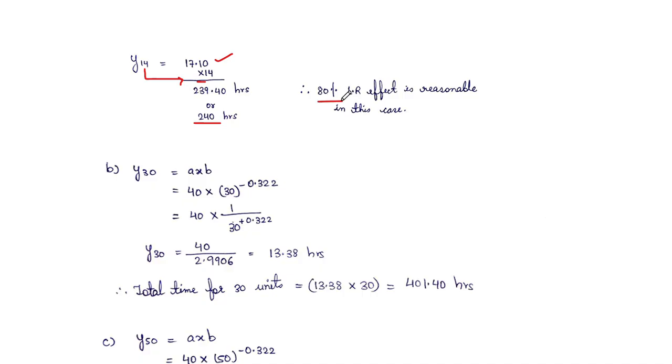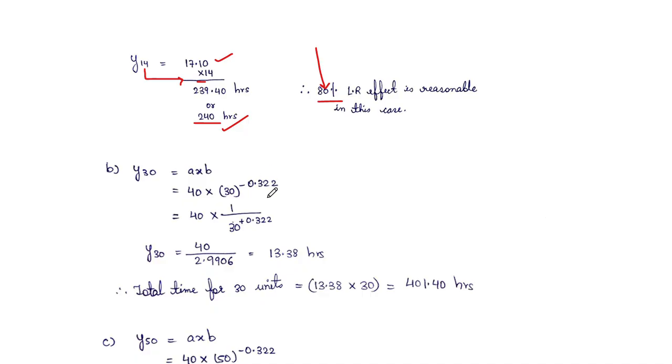So the assumption of the manager of 80% learning curve is reasonable, right? By 80% learning curve, we get the answer of Y14, I mean total time for 14 units. Therefore, 80% learning curve effect is reasonable in this case. So we calculated the total time for 14 units. This is basically to find whether the 80% learning curve assumption is correct or not.